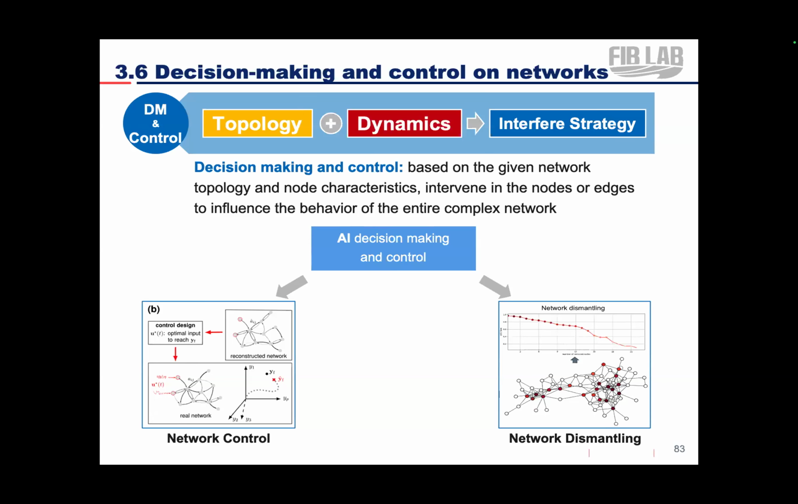And also we can dismantle a network. For example, if we want to design a new drug that is specifically useful for some health problems, then we can design a network dismantling approach that can dismantle the PPI network between the specific virus and the cell.